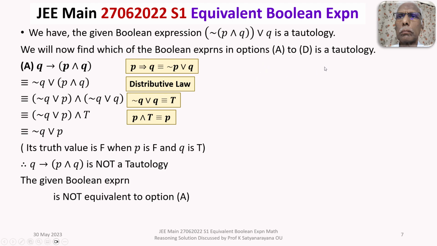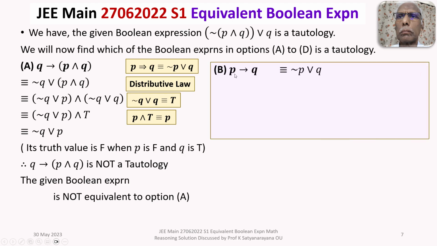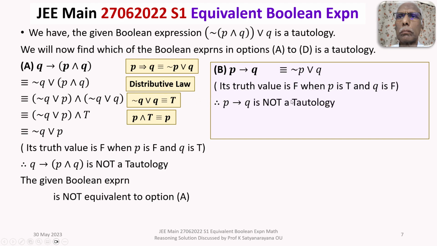Now take option B. Option B, P implies Q. And you know it is logically equivalent to negation of P or Q. You apply this formula. Now its truth value is false when P is true and Q is false. When P is true, negation of P is false, and false or false is false. So it is not a tautology. When it is not a tautology, the given Boolean expression is not equivalent to this one. So we have also ruled out option B.